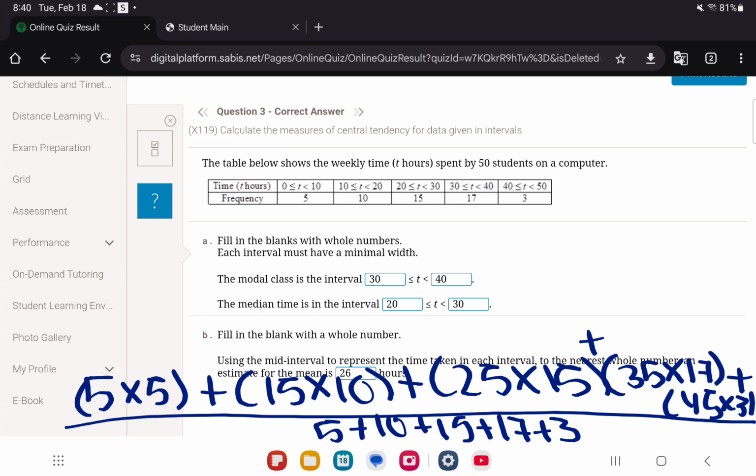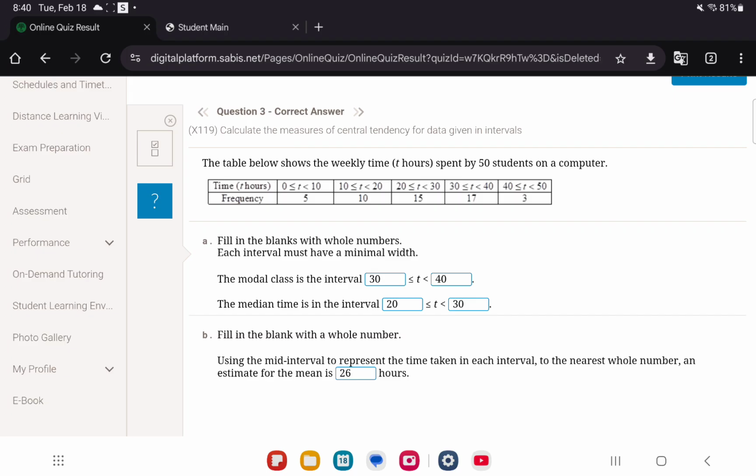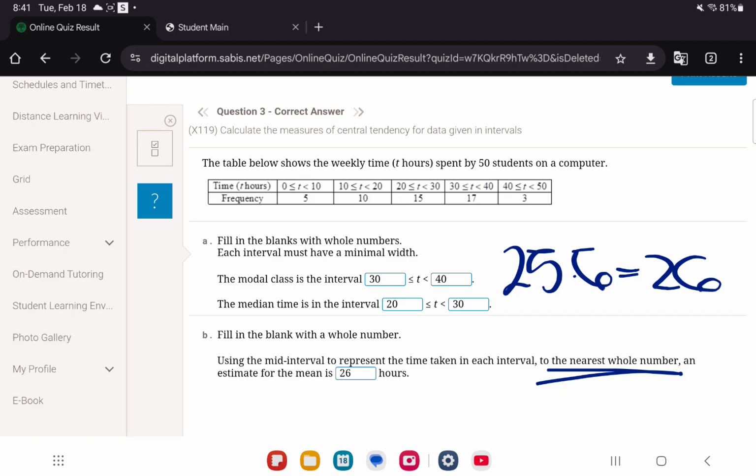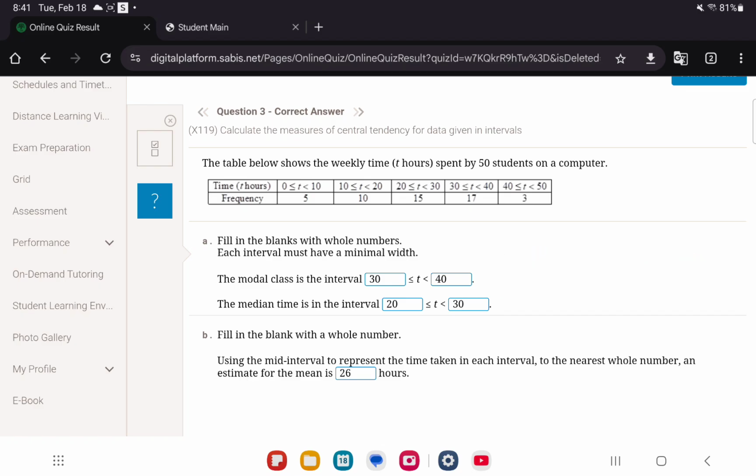After all of this, you get 25.6. They told you to round to the nearest whole number, so it's 26. That's question number 3.